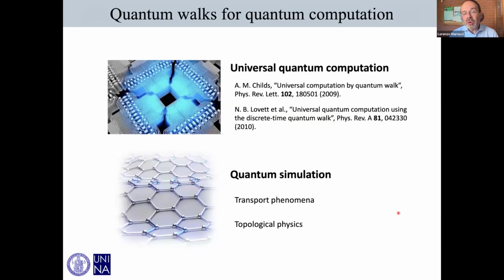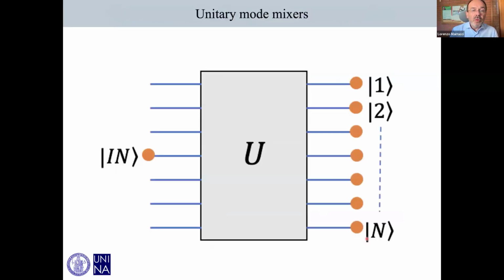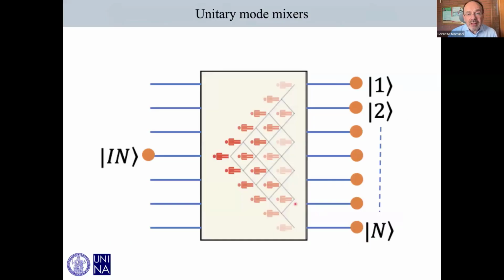So why quantum walks? Quantum walks have been proved to be usable in principle to do universal quantum computation. So any possible quantum computation can be framed in the form of a quantum walk. And they are also quite useful for doing specific kinds of quantum simulation, for example, to simulate transport phenomena or certain classes of topological physics. So we try to develop our system as essentially unitary mode mixers, and our black box doing the unitary evolution is a quantum walk in a sense.